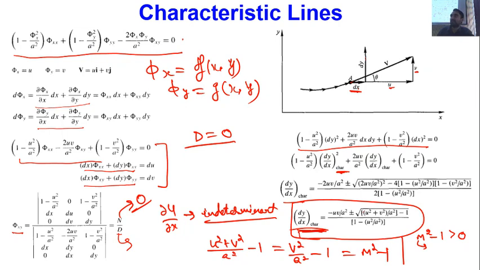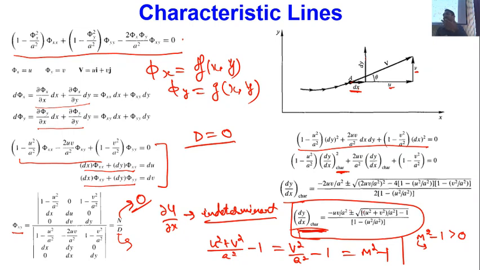If m square minus 1 is equal to 0, then I will be having a single characteristic direction, and this will be nothing but a parabolic equation. And when m is less than 1, then I will be having complex roots, and the nature of the equation will be elliptic. So you can see this formulation cannot be applied for an elliptic equation, because in real physical space I cannot draw the characteristic directions.